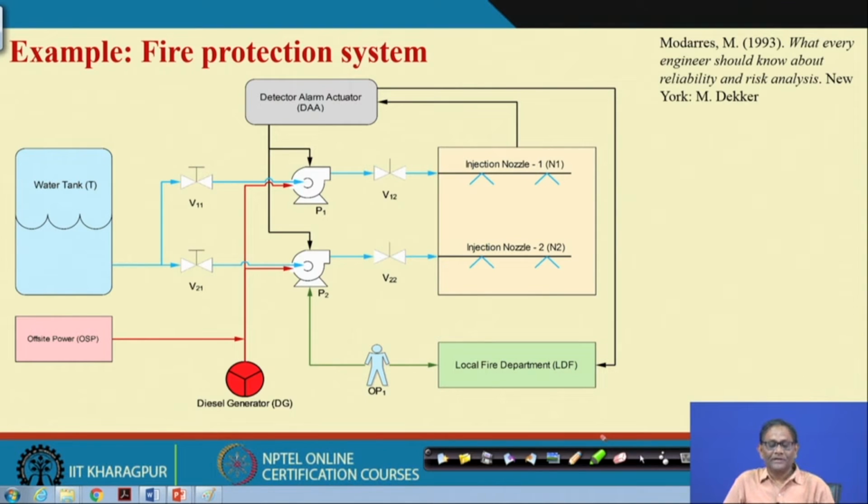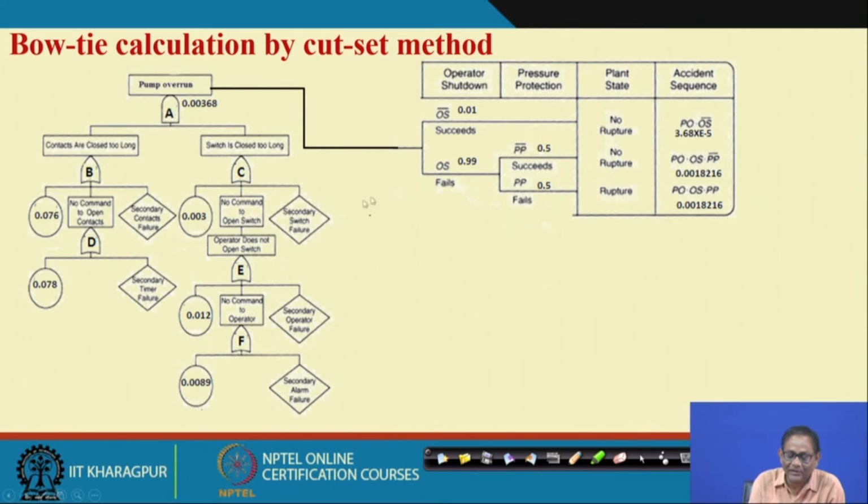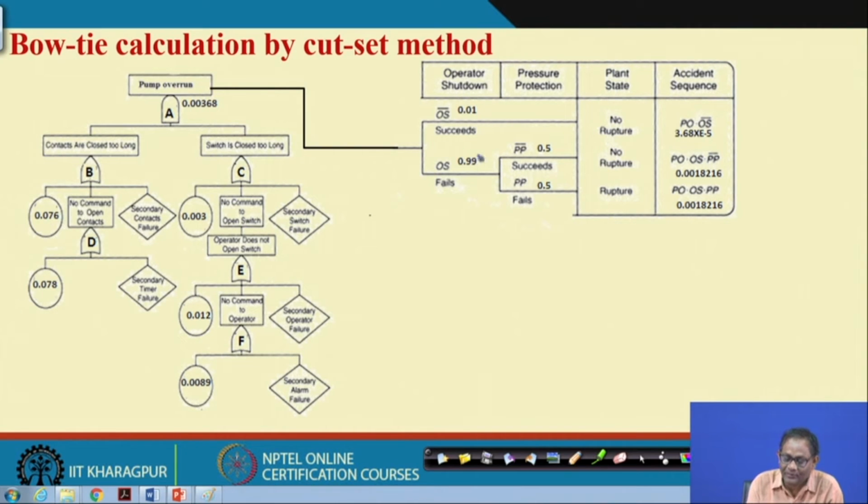So as I told you, bow tie uses fault tree and event tree. Here I will show you how fault tree is used inside the event tree, because the protection configuration may also fail, and then how you find out the failure probability of those. For example, let me explain here. We are saying operator shutdown, and we are writing that operator shutdown fails with 0.01 and succeeds with 0.99. Okay, so now how do you get this probability?